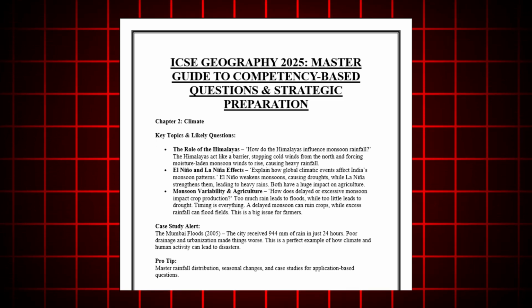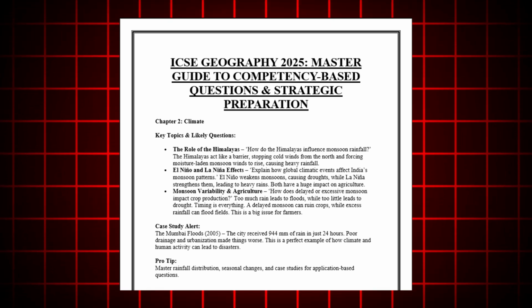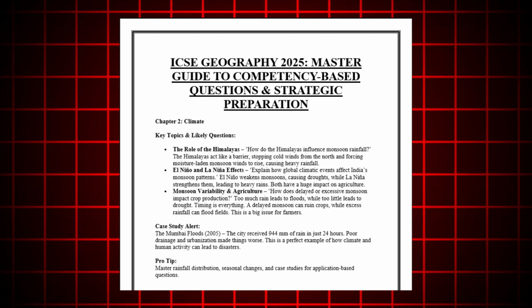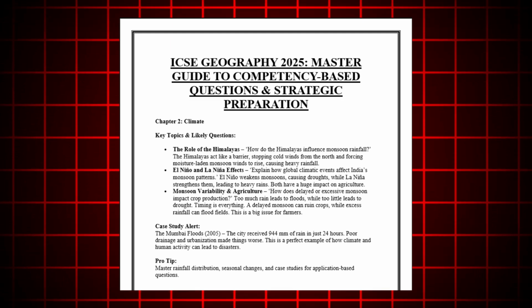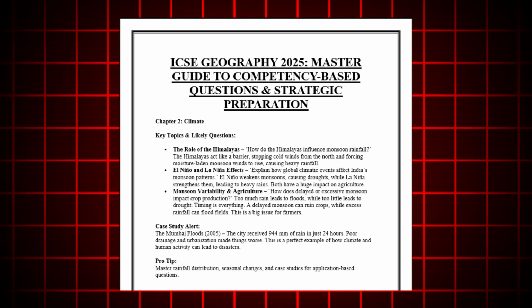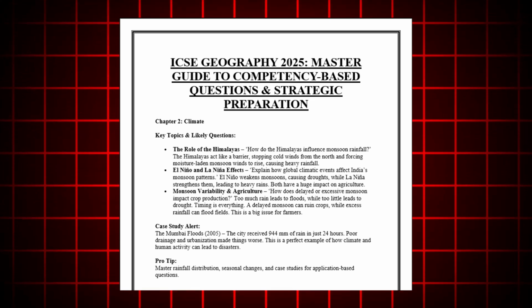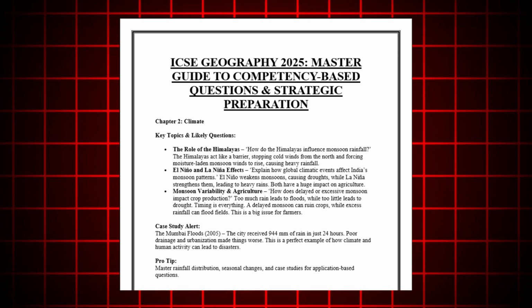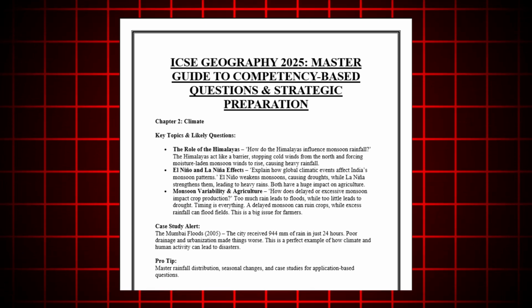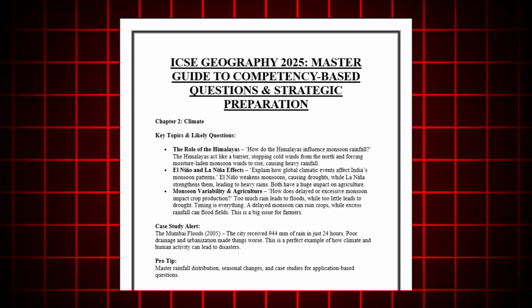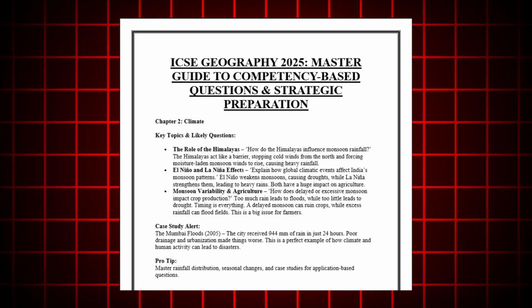The role of the Himalayas. How do the Himalayas influence monsoon rainfall? The Himalayas act like a barrier, stopping cold winds in the north and forcing moisture-laden monsoon winds to rise, causing heavy rainfall. El Niño and La Niña effects. Explain how global climatic events affect India's monsoon patterns. El Niño weakens monsoons, causing droughts, while La Niña strengthens them, leading to heavy rains. Both have a huge impact on agriculture.